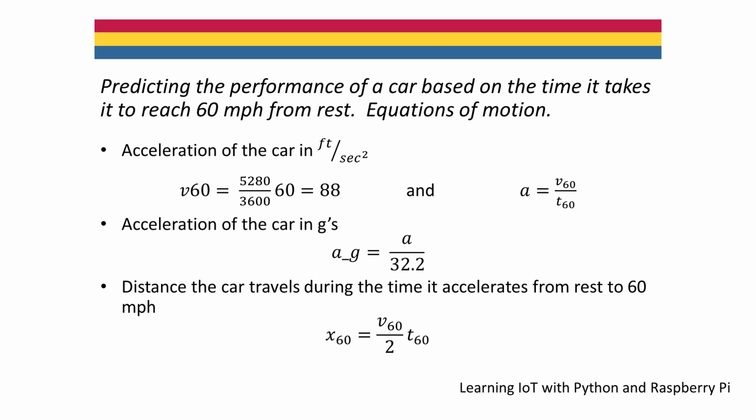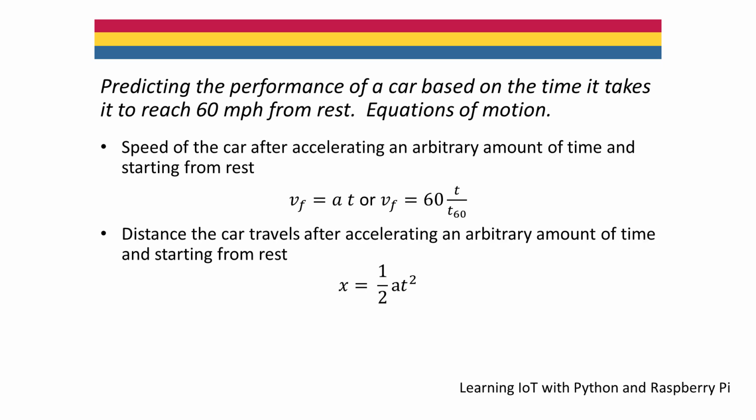The distance the car travels while accelerating from 0 to 60 miles per hour can be calculated by taking the product of the average speed and the time it takes the car's speed to increase from 0 to 60 miles per hour. Since the initial speed of the car is 0, the equation for calculating the distance traveled is the final speed of the car times the time divided by 2. The enthusiast is also prompted to enter an arbitrary time so that the speed of the car and the distance the car travels at the end of the arbitrary time interval can be calculated assuming the same acceleration.